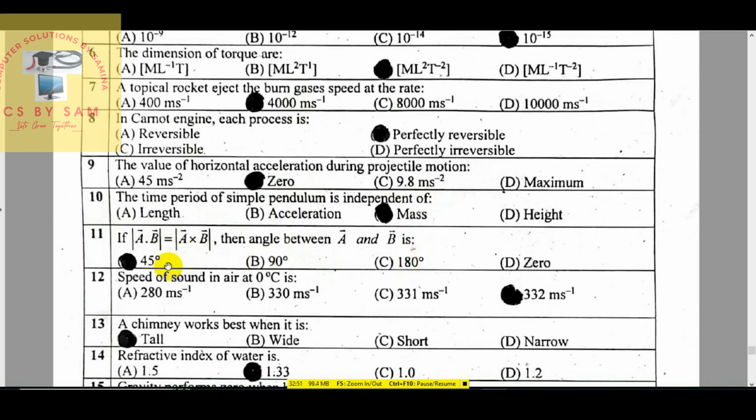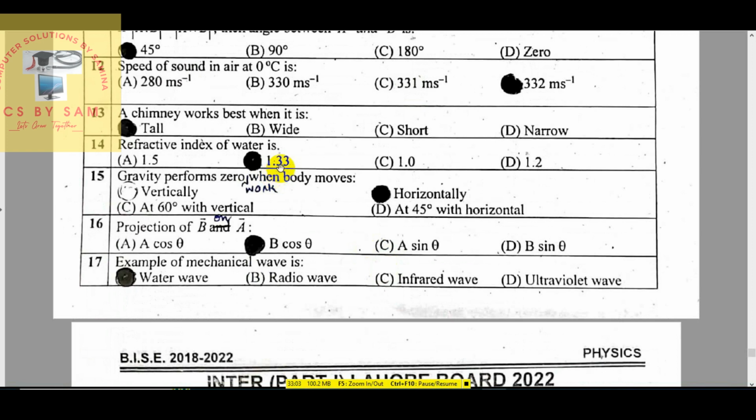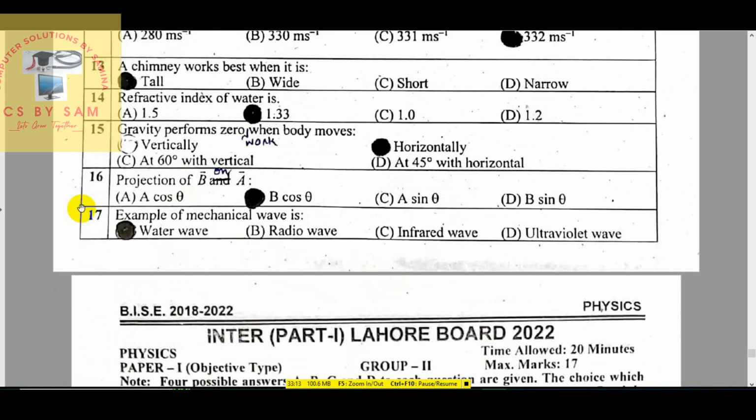If A dot B is equal to A cross B, then angle between A and B is 45. Speed of the sound in air at 0 degrees centigrade is 332 meter per second. A chimney works best when it is tall. Refractive index of water is 1.33. Gravity performs zero work when body moves horizontally.